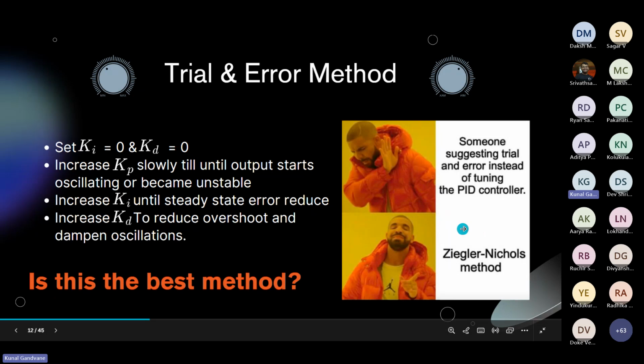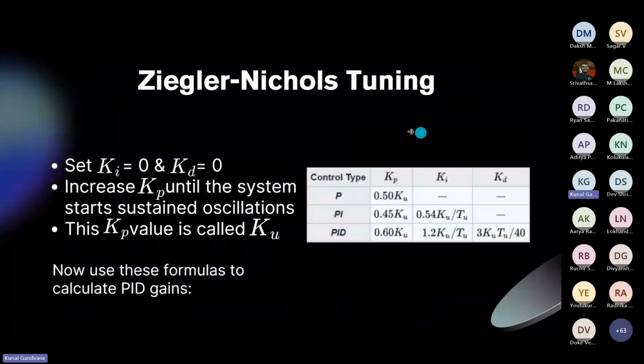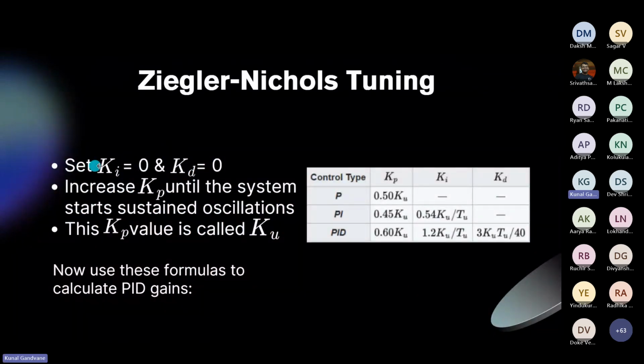So here is one more method by which you can tune the PID controller in a more systematic way. It's the Ziegler-Nichols method. In this also we set KI and KD to 0 initially and then we increase KP until our system starts sustained oscillations, not damped oscillations. This KP value is called KU. We introduce a new term, TU, and then we put the KU and TU into these formulas, so we get our KP, KI, and KD. This is how it works. The TU term is the time taken to complete one oscillation.